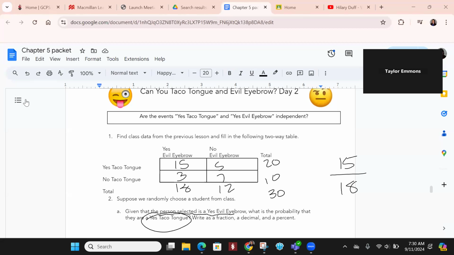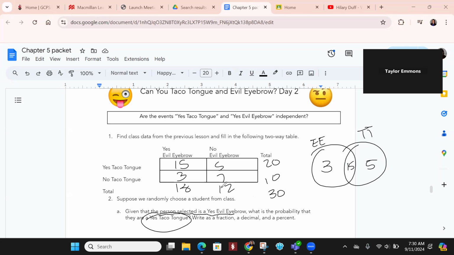But looking at this one, if I were to draw a Venn diagram on this, I would have two circles. Okay, so where do they both cross over? What do they both say yes? 15. Okay, and then this guy's going to be evil eyebrow, and this one's going to be taco tongue, right? So who does evil eyebrow but not taco tongue? 3. Who does taco tongue but not evil eyebrow? Yep. And then who doesn't do both? Okay, it's outside of that. Make sure that you put a box around the Venn diagram to say, hey, this is the sample space.